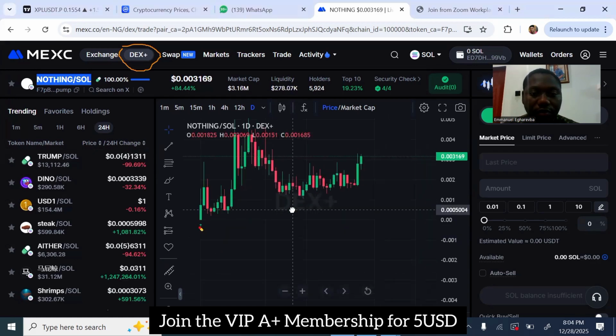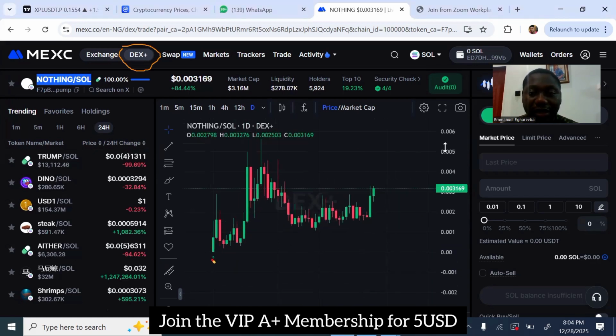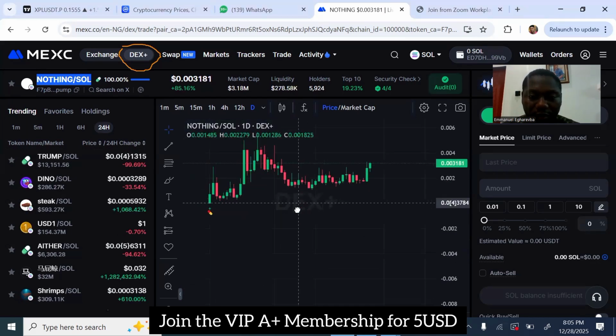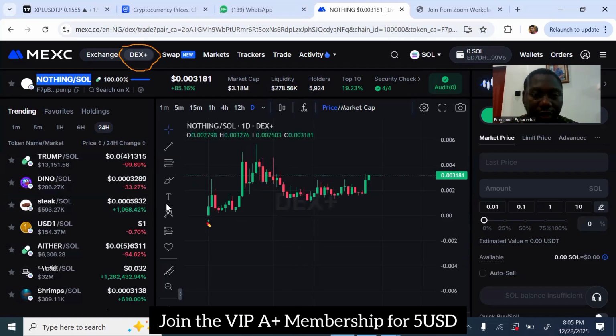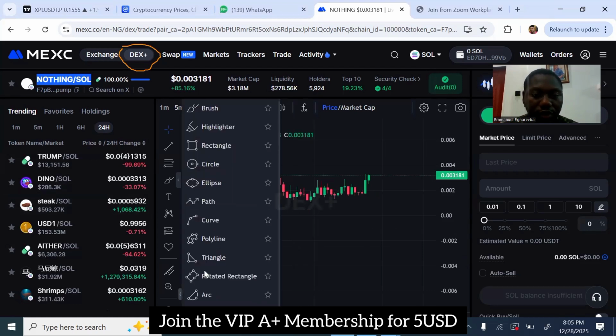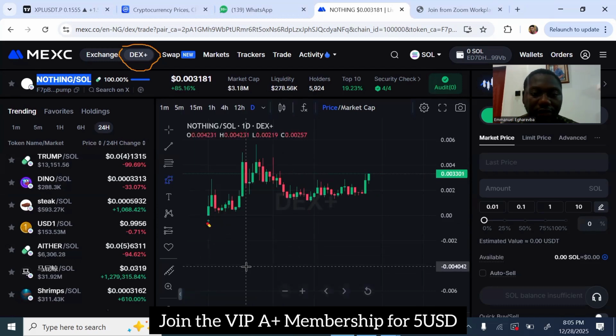Now, right here, you can see this is the daily time frame on this particular pair. Nothing sold. This is the ticker, Nothing sold. So we're using Solana to buy this particular asset, which is nothing, right? So the schematic here that I want to show you guys is actually very straightforward. All you have to do is just pay detailed attention and get the gist very clearly.